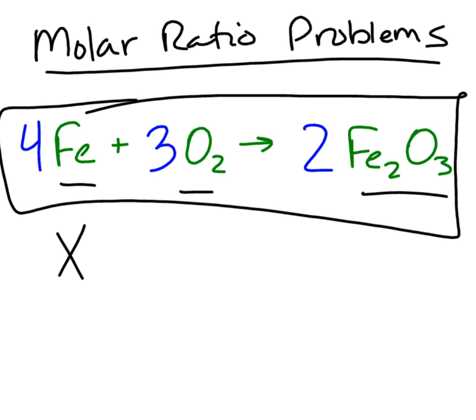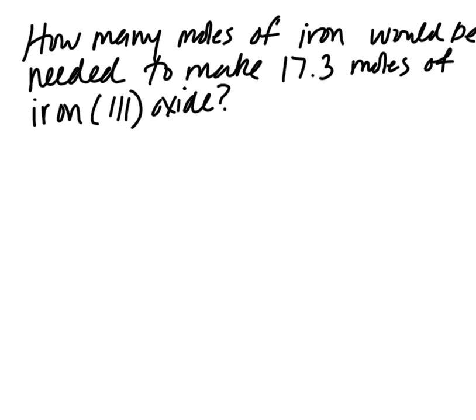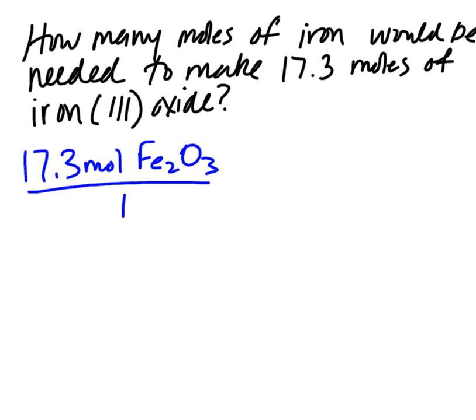So the first question is how many moles of iron would be needed to make 17.3 moles of iron 3 oxide? All of these molar ratio problems are one-step dimensional analysis problems. First thing we're going to do is write down what is given, which is 17.3 moles of iron 3 oxide, Fe2O3, over 1. It is important to note that there are 3 sig figs here. We need to pay attention to our sig figs once again.